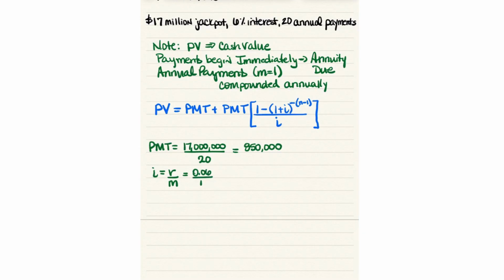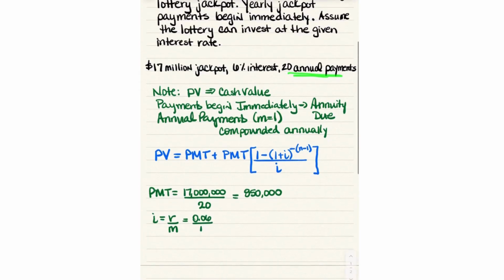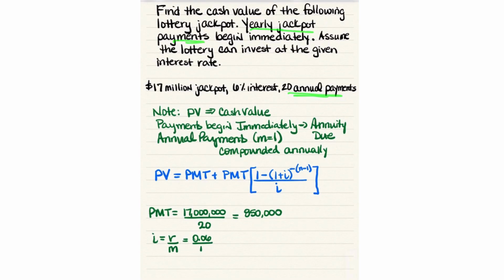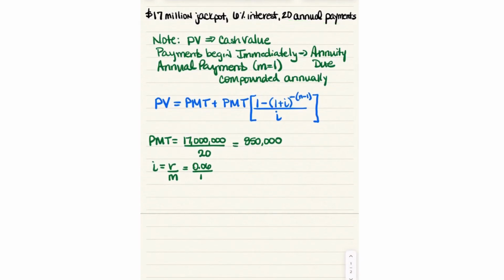It's compounded annually because it's 20 annual payments. They said yearly jackpot payments. So compounded annually, 0.06 divided by 1 is just going to be 0.06. And then your N is your compounding periods times your time. What's our time period? It's going to be 20 years because there are 20 annual payments. So my time is 20 years.